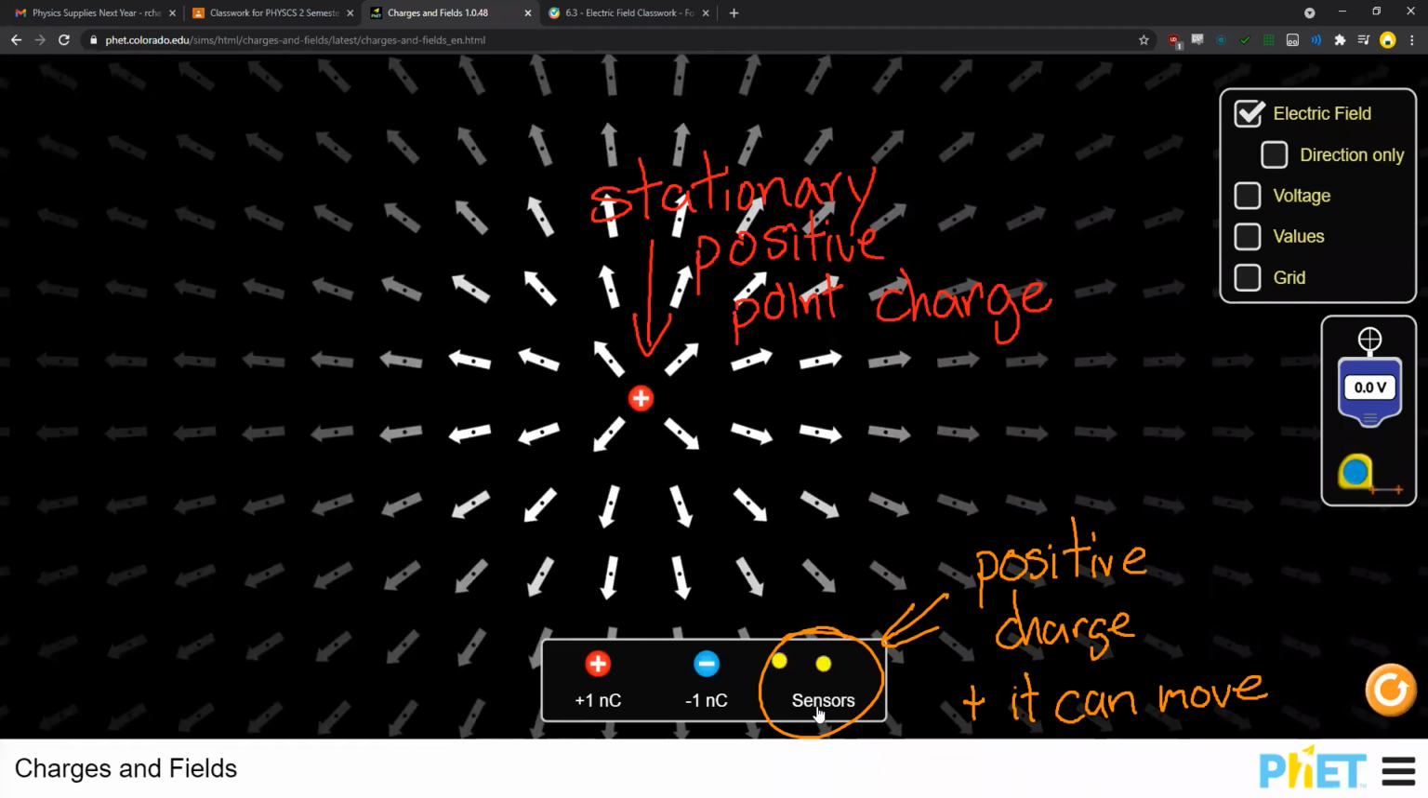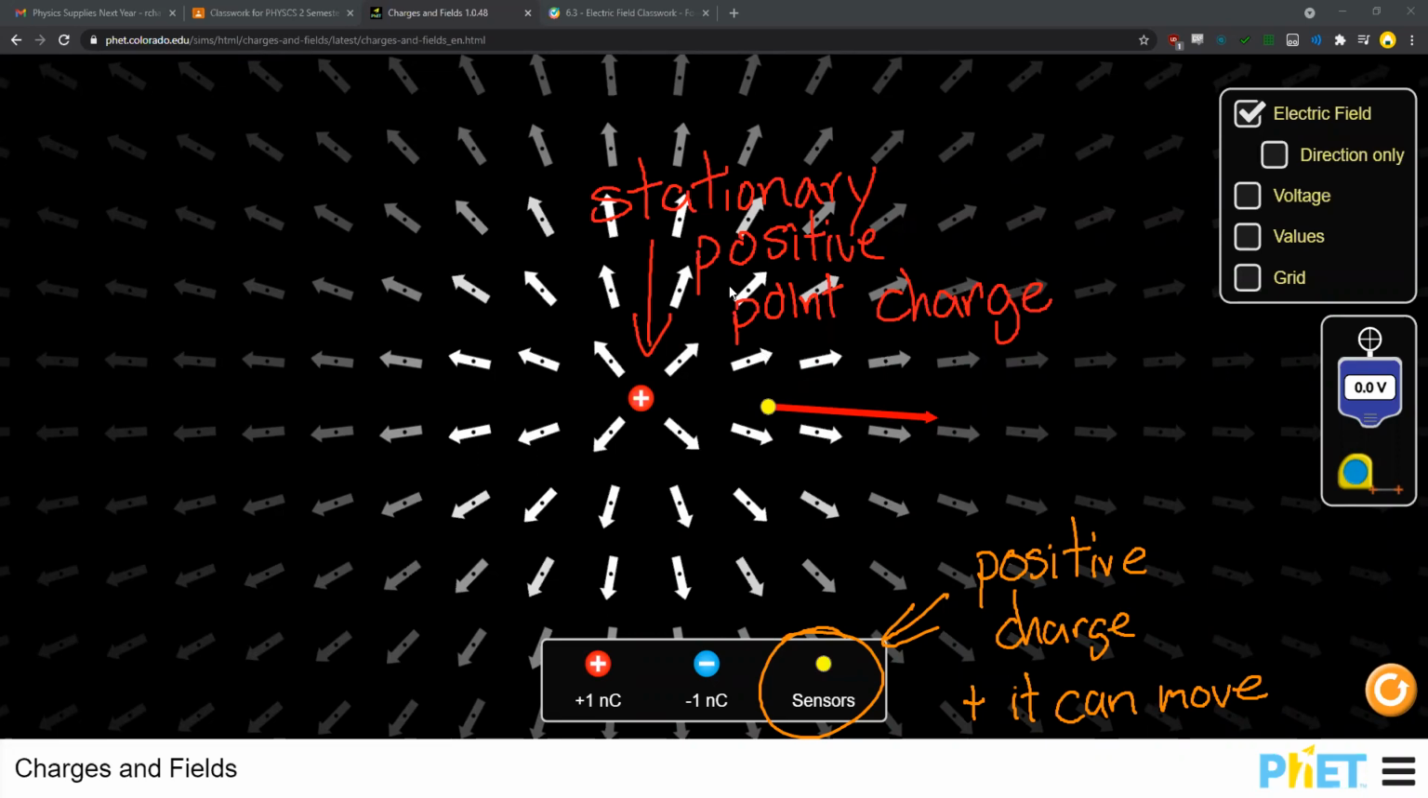Now let's pretend that this sensor on the bottom, this yellow dot, is a positive charge and it can move. What's going to happen if you put this yellow dot anywhere near this stationary positive point charge? Well, it's going to start moving away, right? Because they repel each other. So I just put that down.